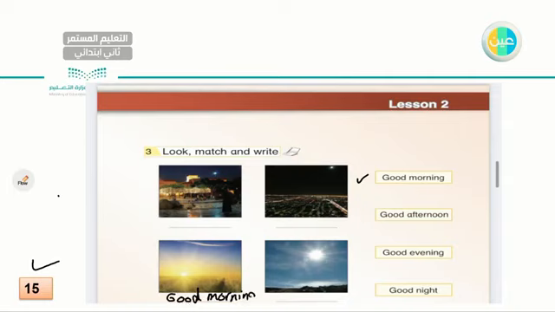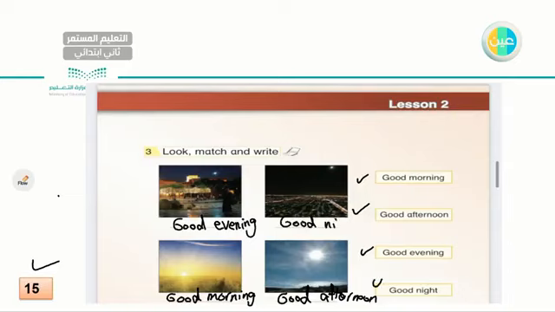Very good. Excellent. So this is good morning. How about the next one? Good afternoon. Very good. It's the last picture. So let's go and write good afternoon. I'm sure you will be doing much better than me now. Good afternoon. Let's go to the 3rd one. Good evening. Very good. This is good evening. And the last one here I have is good night. I have good night. Very good.